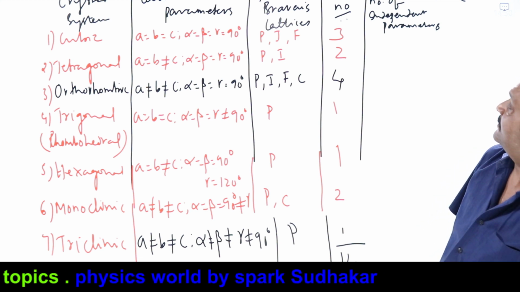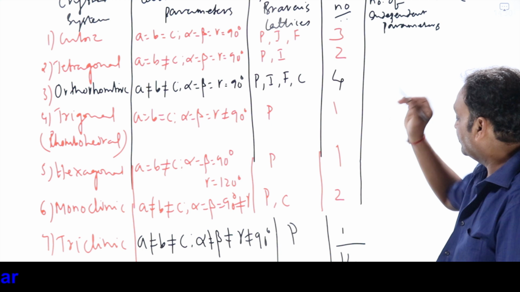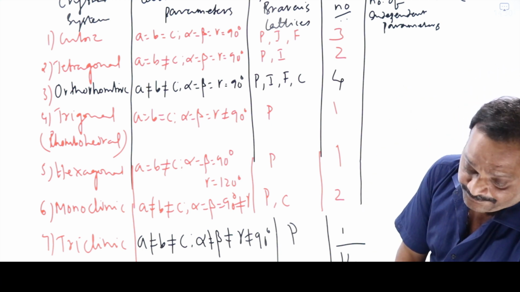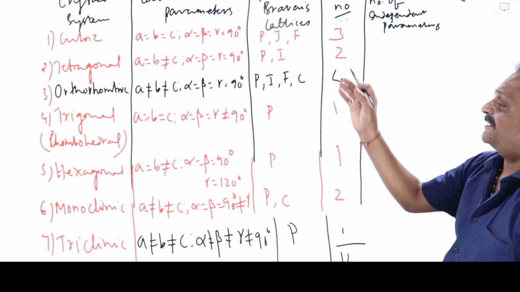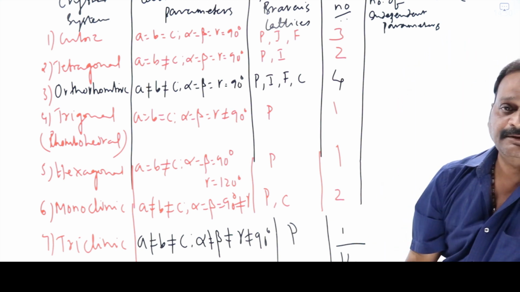So next one, number of independent parameters. This one column we have to fill now. How do I start? Now, suppose I ask you to draw a cubic unit cell in your notebooks.